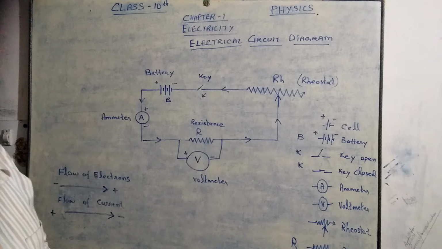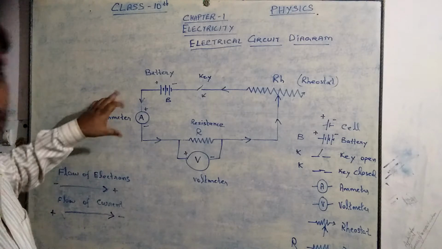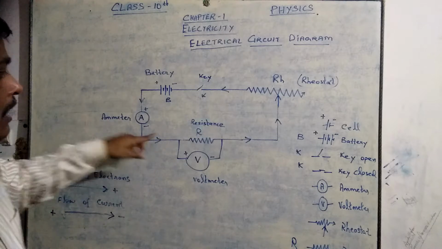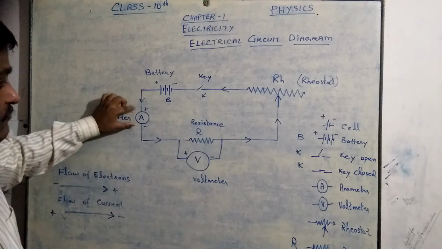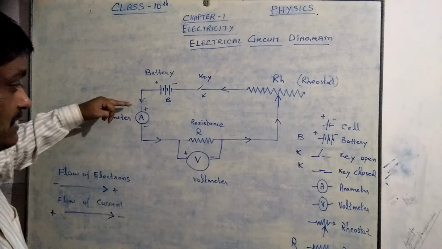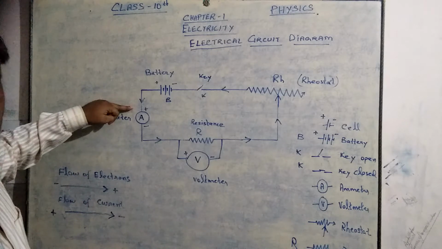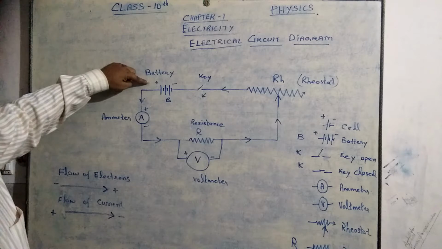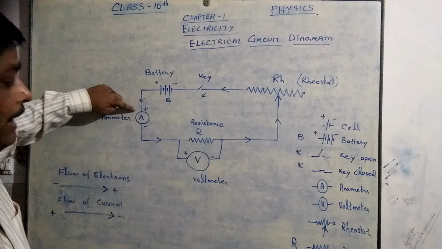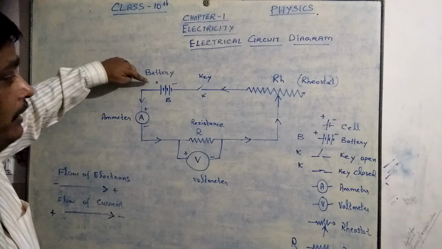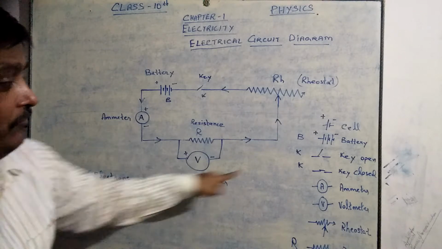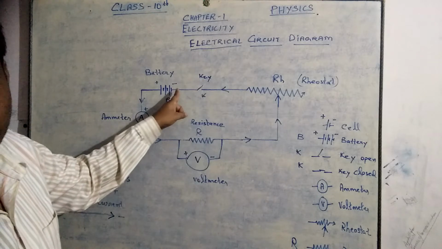Now how to connect the ammeter? The ammeter is always connected in series. Here you can see the line is over here, the electric line is there. It is in this way we show that it is connected in series. And moreover, the positive end of the ammeter is always connected to the positive end of the battery, and the negative end of the ammeter is always connected to the negative end of the battery.